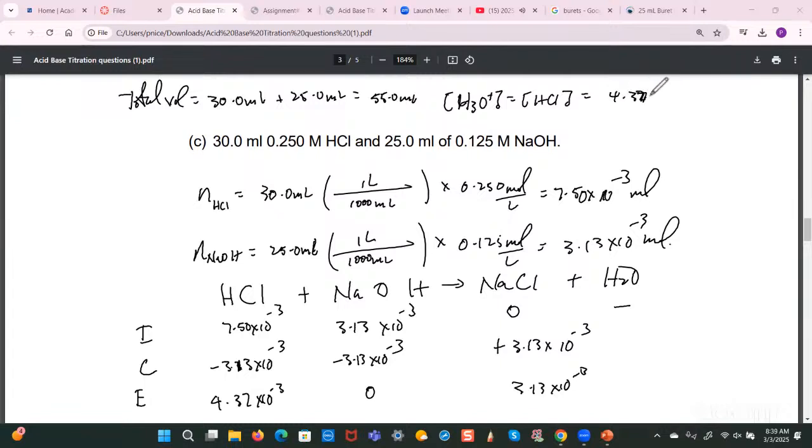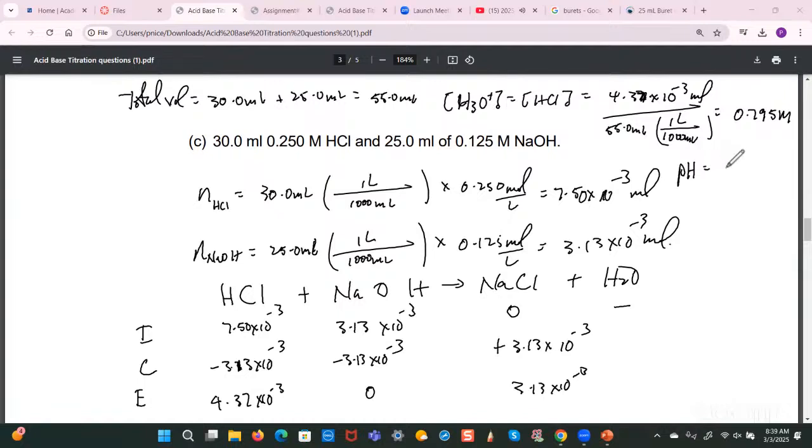4.377 times 10 to the minus 3 moles divided by 55.0 mL, which we have to convert to liters. 1 liter over 1,000 mL. So let's see what that gives. 4.37 times 10 to the minus 3 divided by 55 times 10 to the minus 3. And the answer I got for the concentration, and please tell me if I'm correct or incorrect, but I got 0.795 M, right? We're not finished yet because the question is asking for the pH.